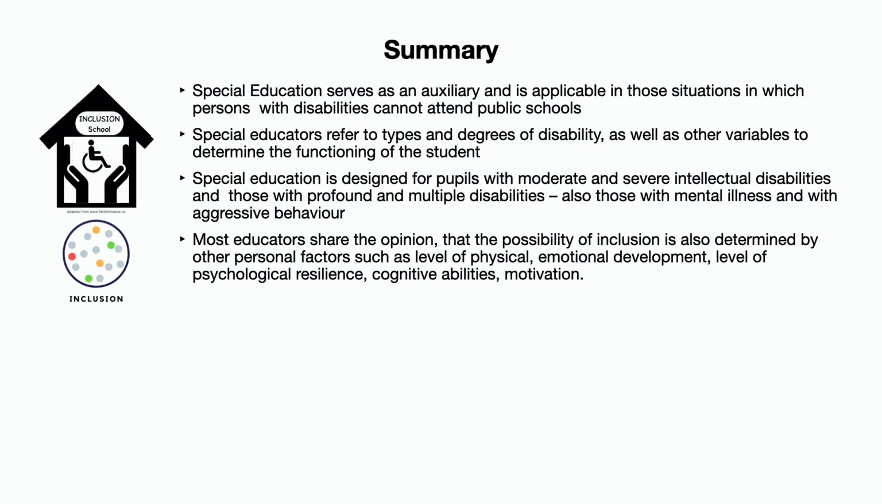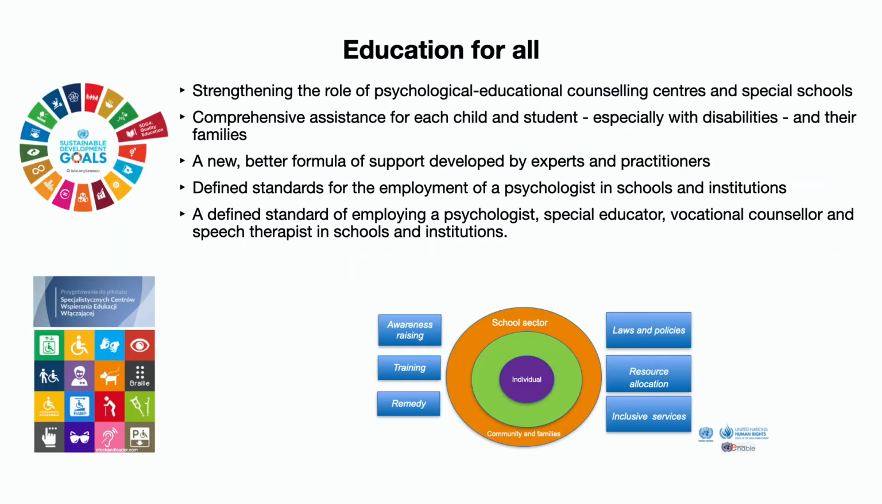Most educators share the opinion that the possibility of inclusion is also determined by other personal factors, such as level of physical, emotional development, level of psychological resilience, cognitive abilities, and motivation. Within the Education for All movement, the role of psychological educational counseling centers and special schools is strengthened. Comprehensive assistance for each child and student, especially students with disabilities and their families, should be provided.